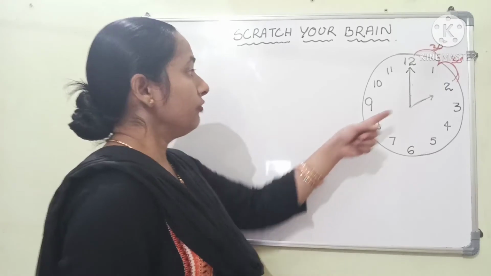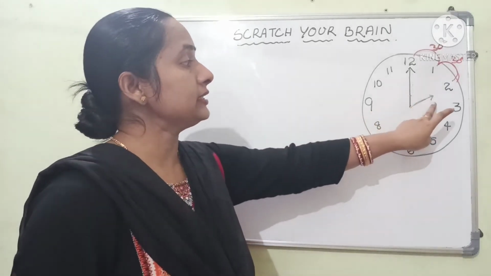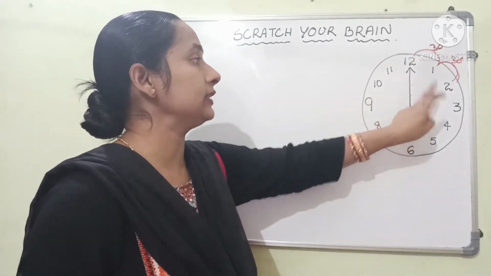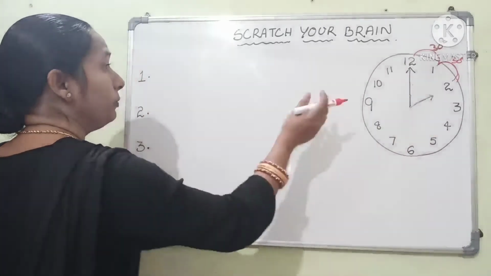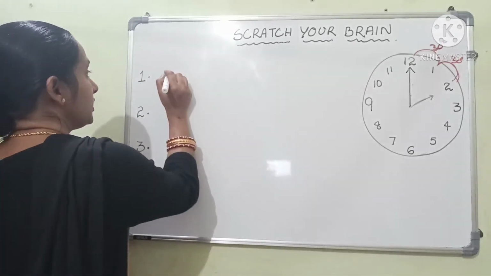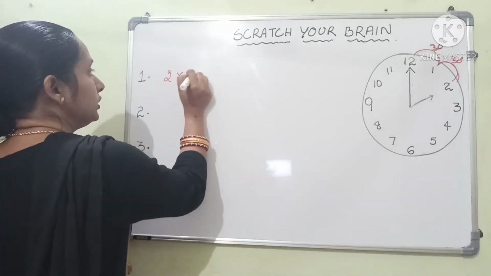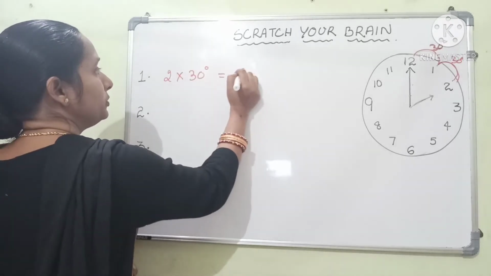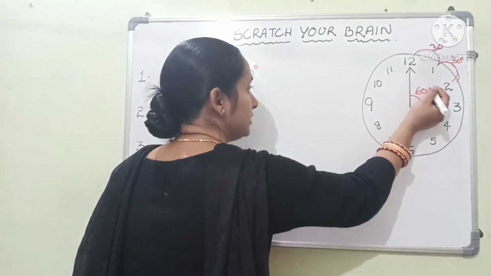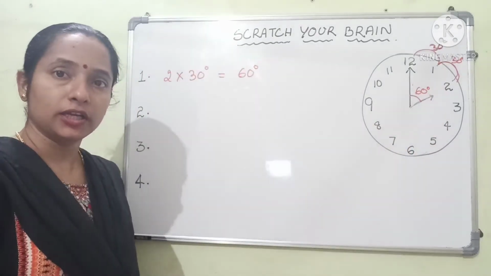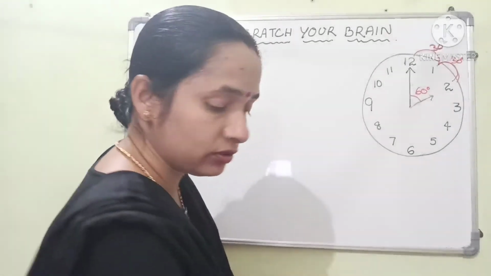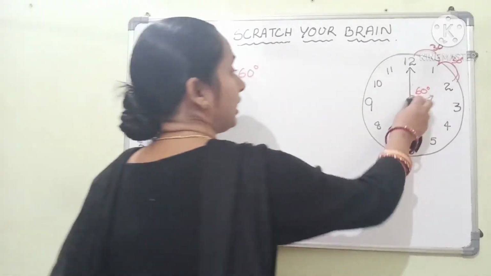60. So when one of the hands of the clock is pointing towards 12 and the other is pointing towards 2, how many 30 degrees are they forming? We are getting 2 30 degrees. So 2 into 30 degrees will give you a total angle of how much? 60 degrees. So the angle formed between these two hands is 60 degrees. Understood?